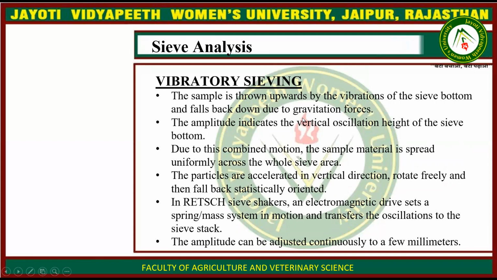First is vibratory sieving. The sample is thrown upward by the vibrations of the sieve bottom and falls back down due to the gravitation forces. The amplitude indicates the vertical oscillation height of the sieve bottom. Due to this combined motion, the sample material is spread uniformly across the whole sieve area, and the particles are accelerated in vertical direction and rotate freely and then fall back statistically oriented.